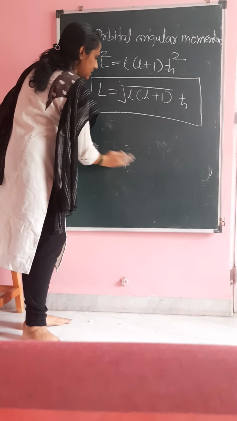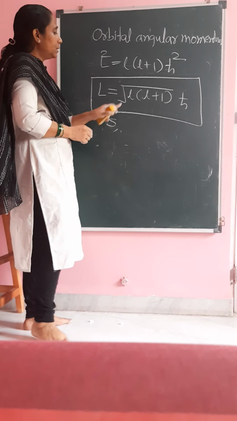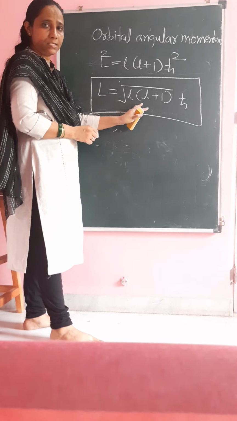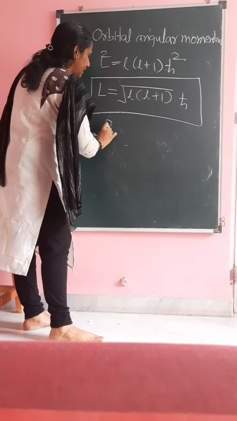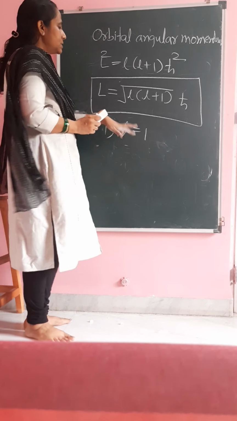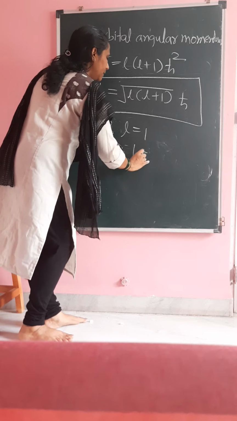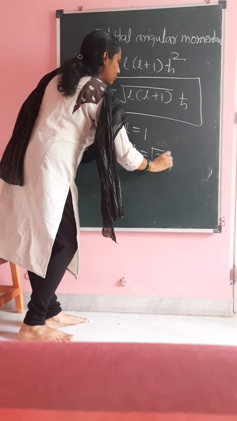So we'll take one example. Suppose we have the S state. So you know that l will be 0. So that is 0. Then for P state, what is the value of l? You know l is 1. Since it is 1, it will be 1 into 2. So your capital L will be root 2 h cross.